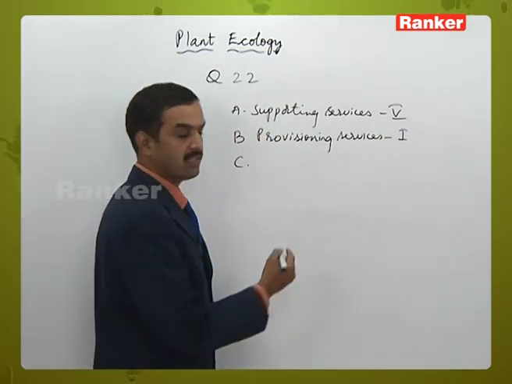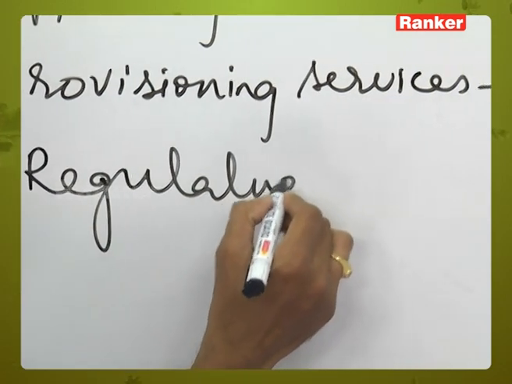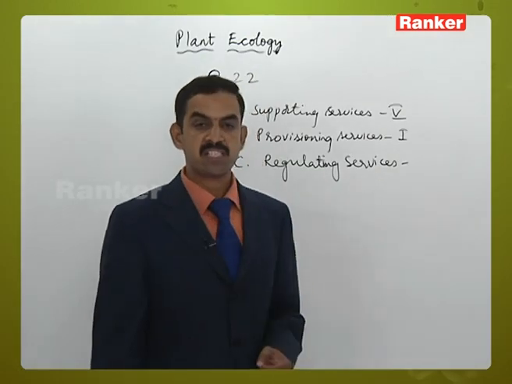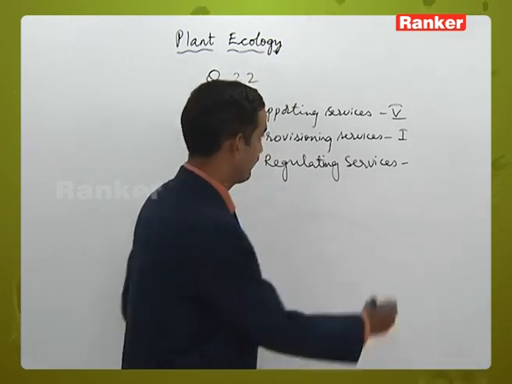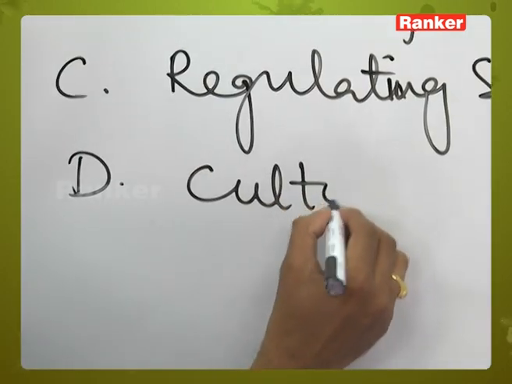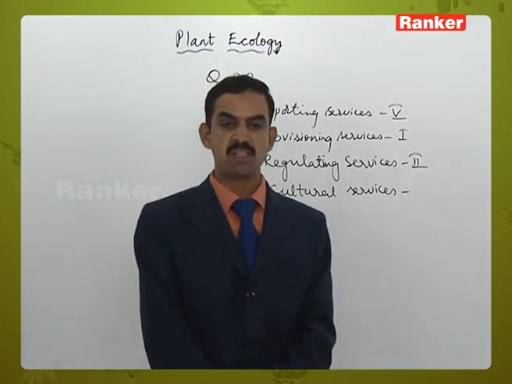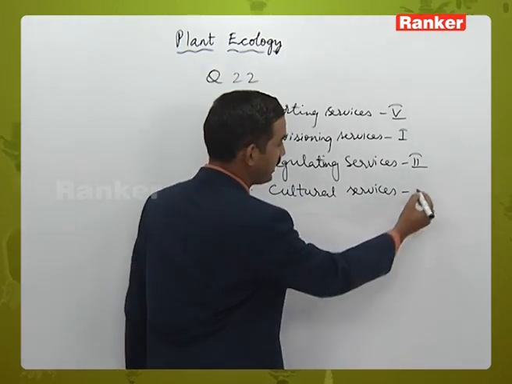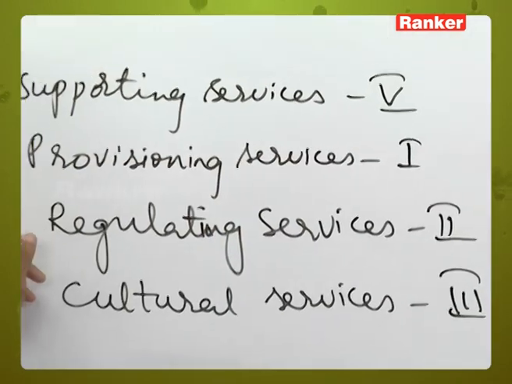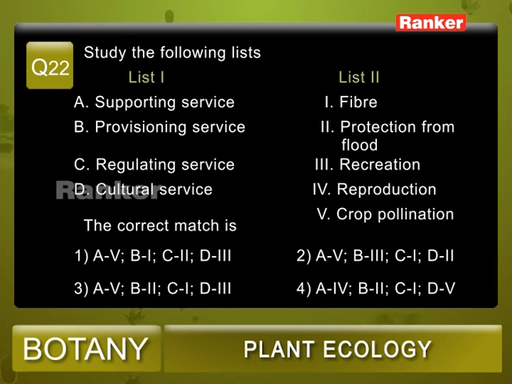And C is regulating services. Regulating services include protection from flood. Then D is cultural services. From the given options, cultural services include recreation, that is 3. So, from the given options, A is 5, B is 1, C is 2 and D is 3. So, question number 22, the correct answer is 1.